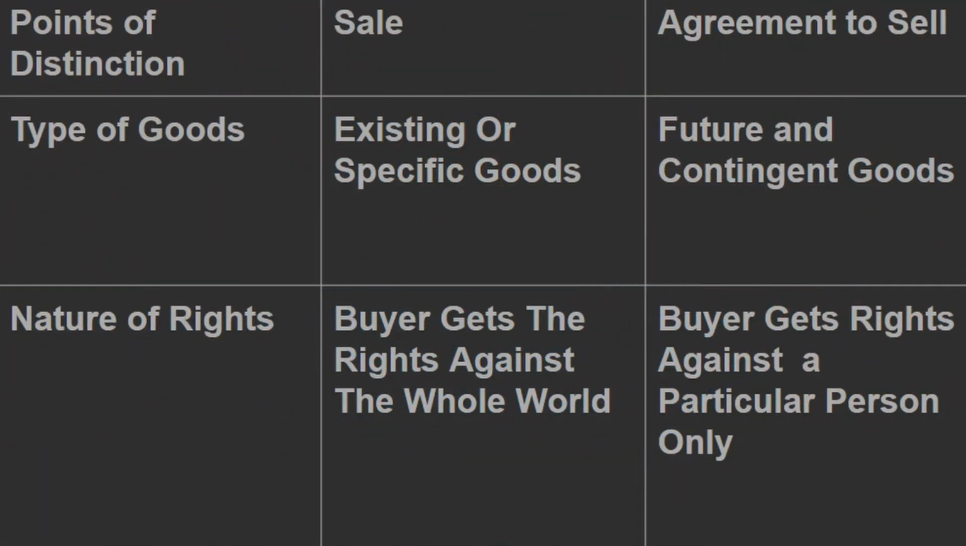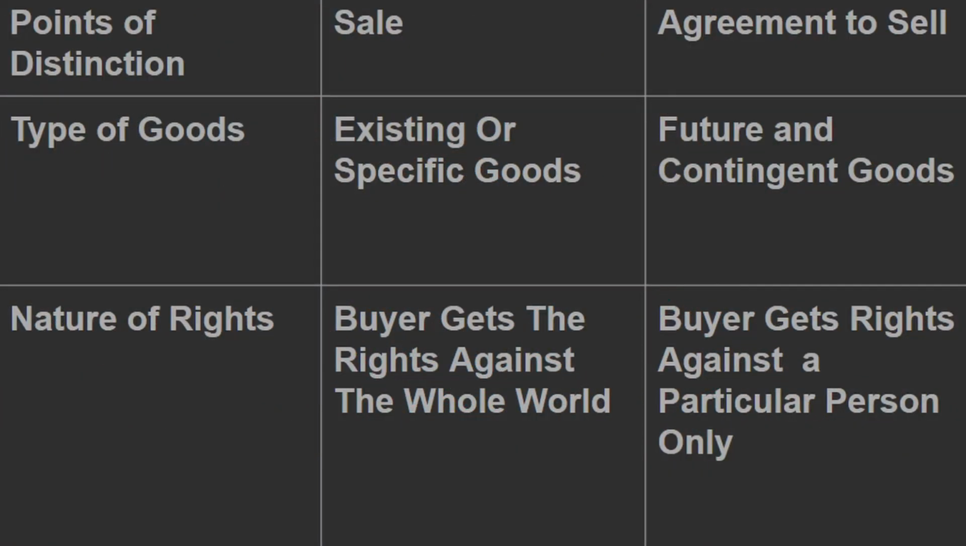Whereas agreement to sell is for future and contingent goods. See, if I want to buy a Rolls-Royce car, it will not be readily available. It is made to order. So that will come as an agreement to sell. We make the payment, then they will start making according to our choice. So that is it for future and contingent goods.